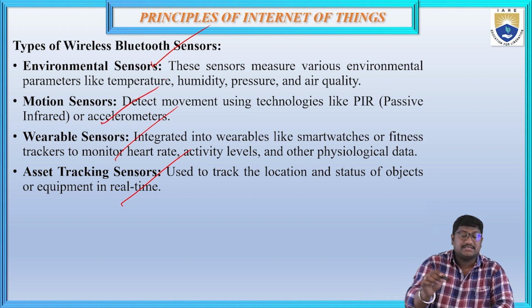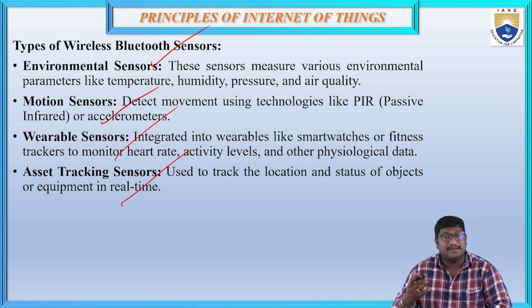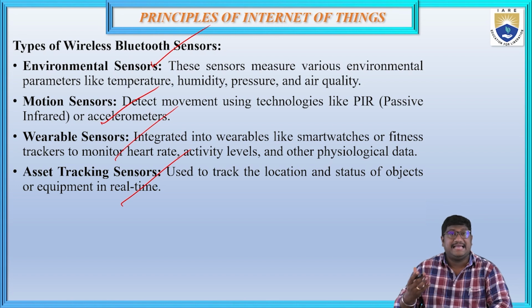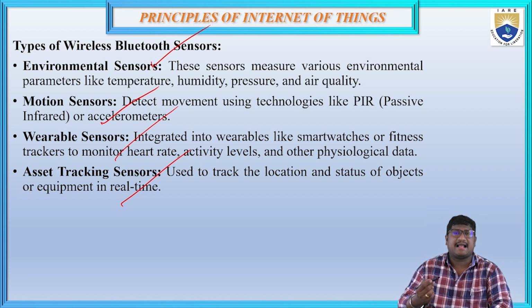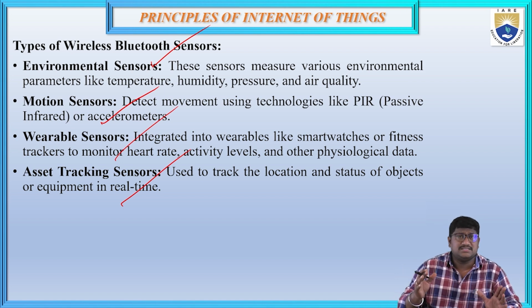Coming to motion sensors, which are going to detect the motion by using a technology PIR, passive infrared sensor, along with accelerometers. And coming to the next one, wearable sensors. By using these wearable sensors, which are integrated in things like your smartwatches and fitness trackers, monitoring heart rate, activity levels, or any kind of physiological data.